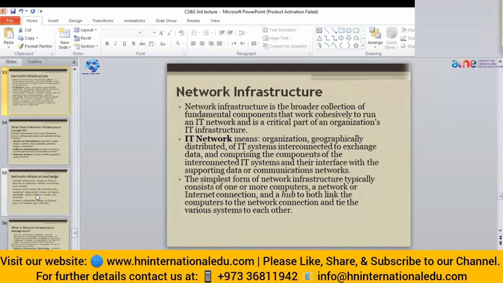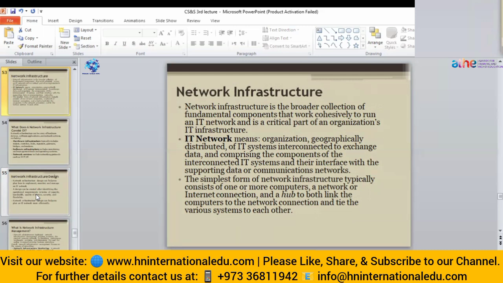Now, network infrastructure. We have studied how a network works, the components of a network, topologies, protocols, types of network. Now, infrastructure. Infrastructure is a broader collection of the fundamental components that work cohesively to run an IT network, and is a critical part of an organization's IT infrastructure. An IT network means an organization's geographically distributed IT systems interconnected to exchange data, comprising the components of interconnected IT systems and their interface with the supporting data and communication network.